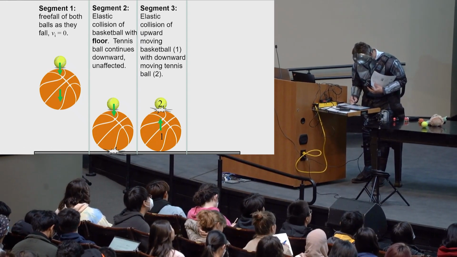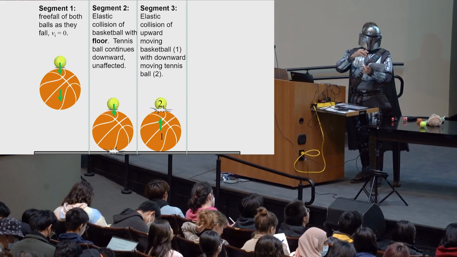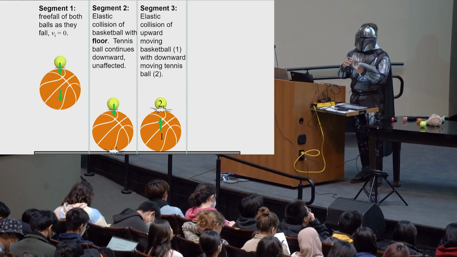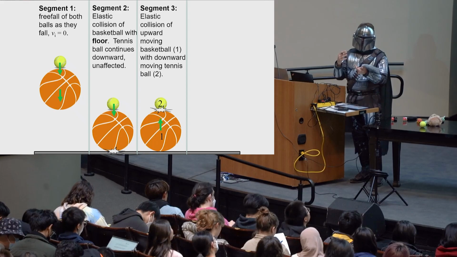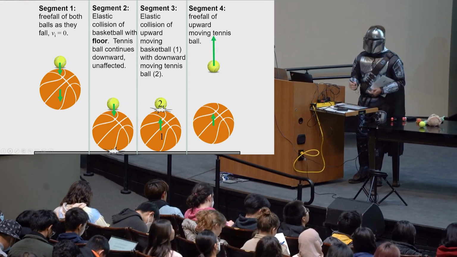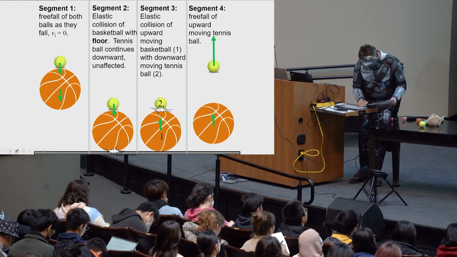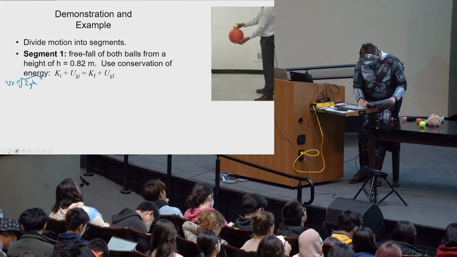Then it hits the tennis ball, which was still moving down. So at this point, you've got a head-on collision between a downward moving tennis ball and an upward moving basketball, because it's just after the basketball collided, if that makes sense. And then after that, the tennis ball goes up and stops when it gets to rest again. Okay. So we divided motion into segments.